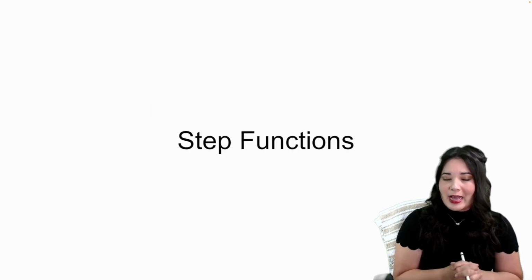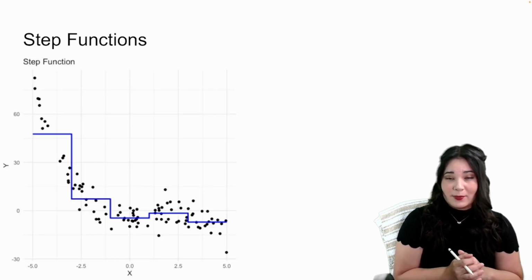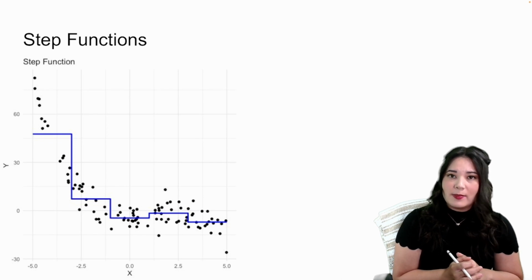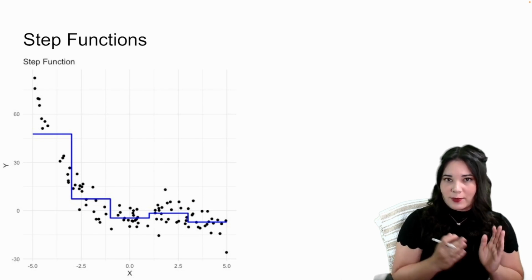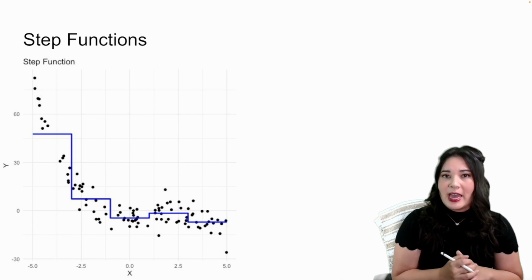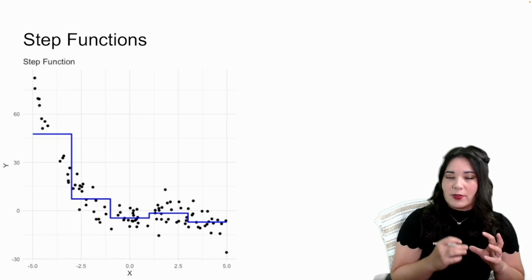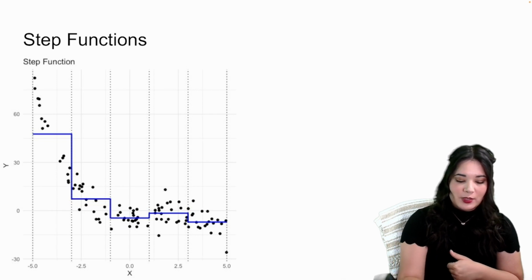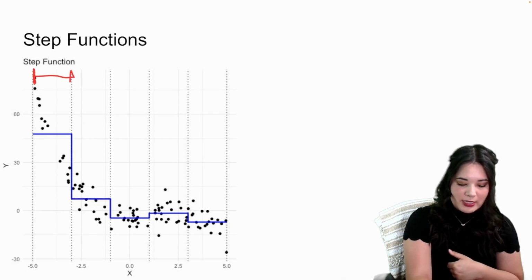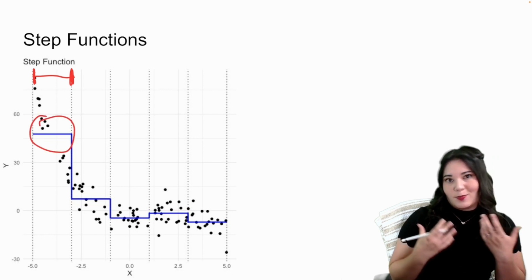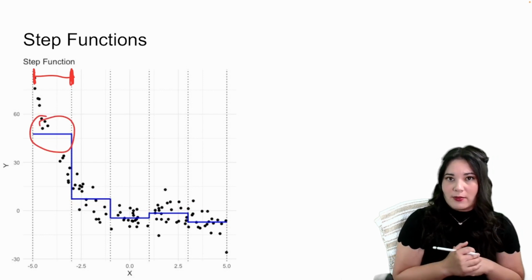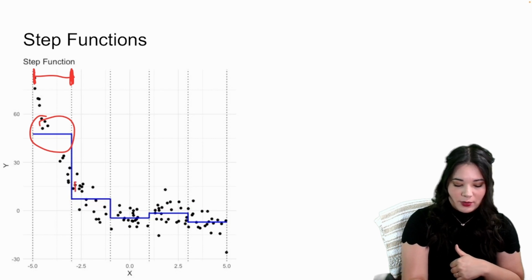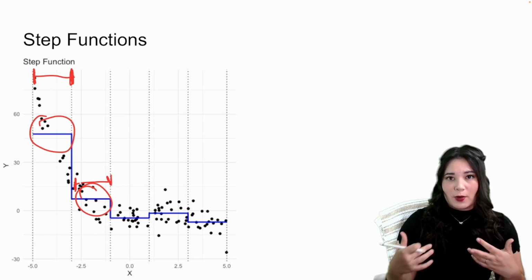Another way that we can add nonlinearity through feature engineering is with step functions. Step functions look like steps, and basically what's happening is we're taking different ranges of our predictor x and fitting a line for each of those ranges. Here you can see that happening a little bit more clearly. We have a range from here to here, and this line is basically the average value for that range. Then we look at the next range from here to here, and we have the average value for that range, and so on and so forth for all of the ranges.